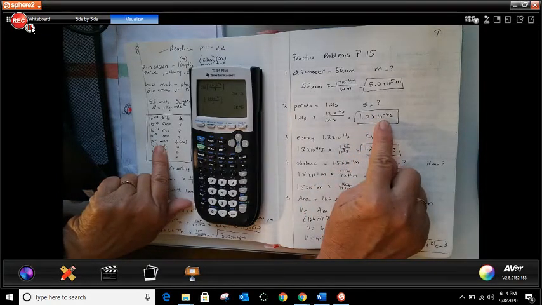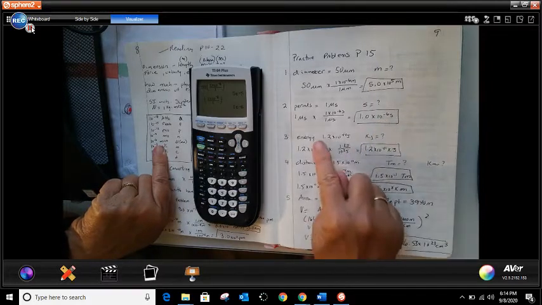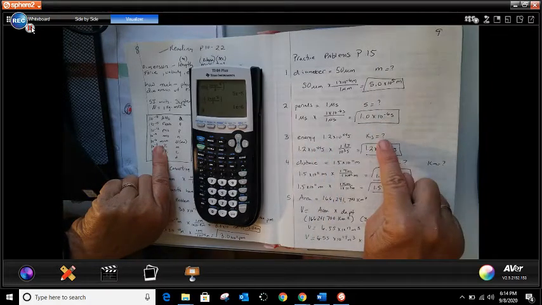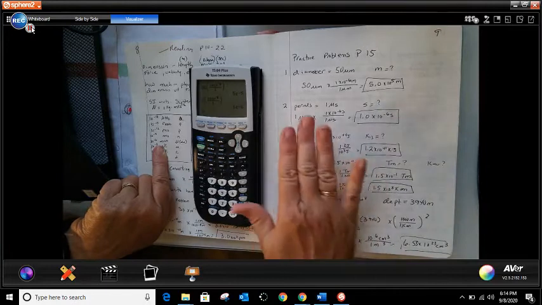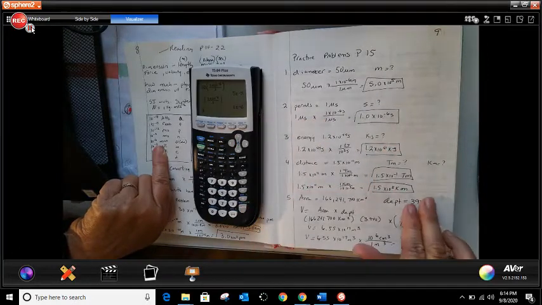Number 3. It is estimated that the sun will exhaust all of its energy in 10 billion years. By the time it has radiated 1.2 times 10 to the 44th joules of energy, express this amount of energy in kilojoules. And I'm going to let you do number 3 and 4 on your own.